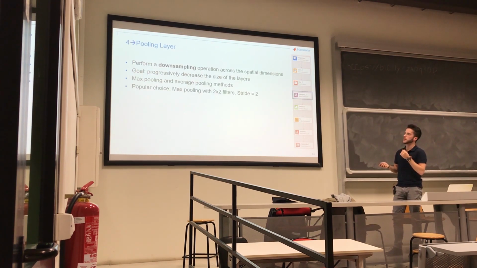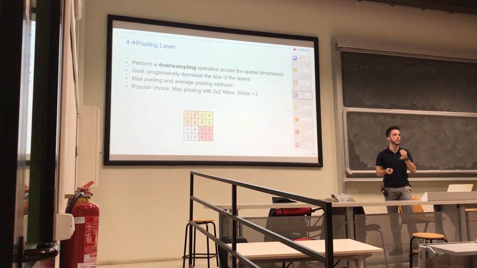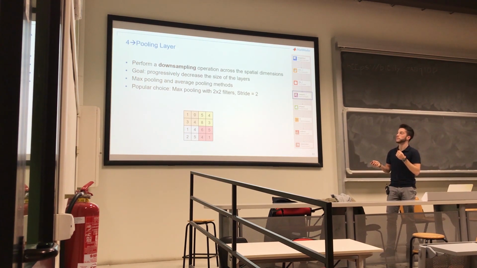After that, as I said before, I have to perform a downsampling. I take my matrix and I downsample it. So I take some type of pooling, like this one, which is the max pooling.